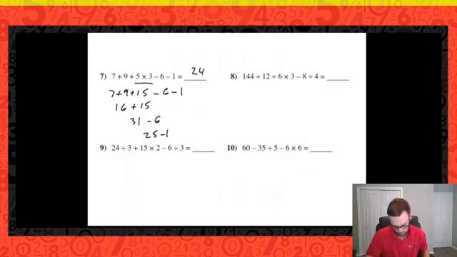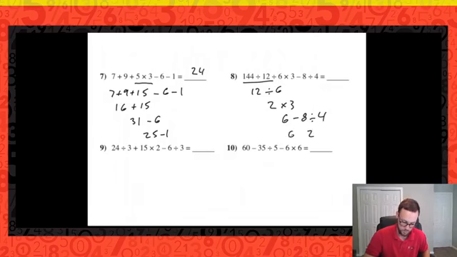We've got division, multiplication, subtraction, and division. So we'll start with 144 divided by 12, which is 12. 12 divided by 6 is 2. 2 times 3 is 6. And now I've got a subtraction sign, so I need to keep looking to see if there's any other division, and there is. 8 divided by 4 is 2, and 6 minus 2 is 4.